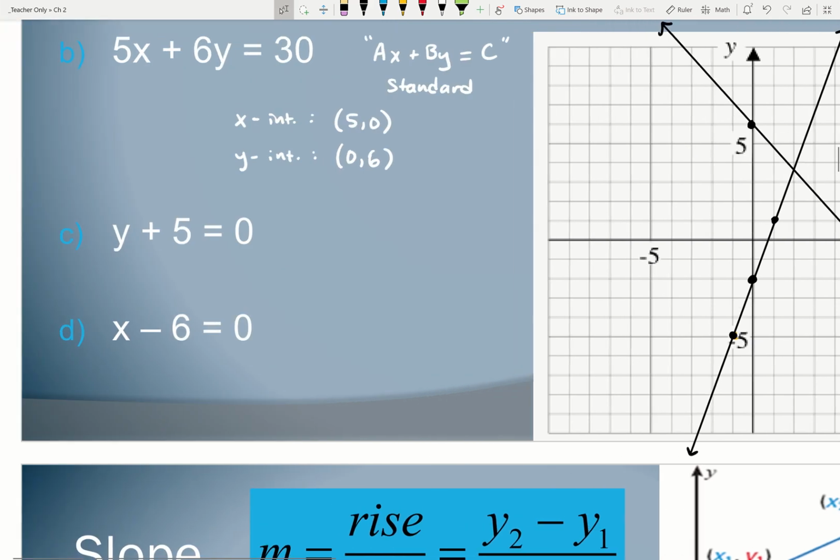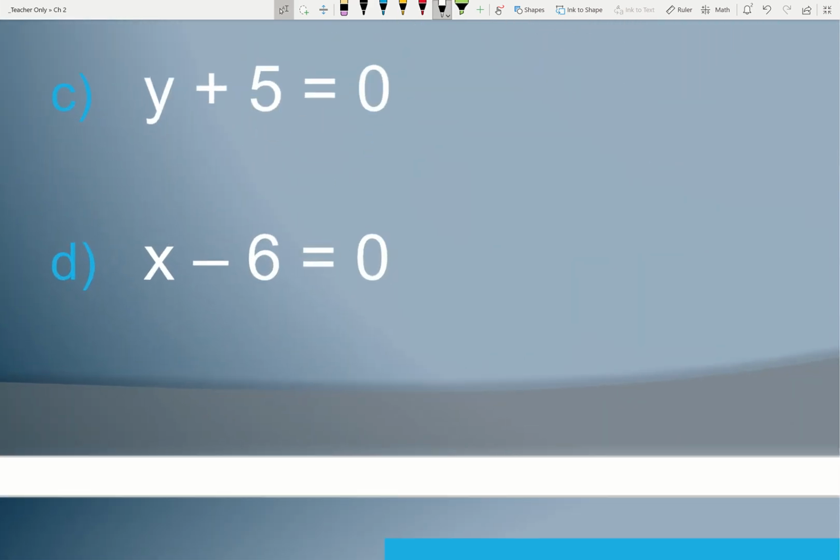Very quick. All right. These next couple ones here, you may need to remember a few things from a previous algebra course. So the first thing I'll do here on both of these equations is I'll just go ahead and isolate the variable. So in part C, I'll subtract 5 from both sides. On part D, I'll add 6 to both sides. And what these turn out to be are some familiar equations of lines from previous algebra classes. So part C, I get y is equal to negative 5, and part D, I get x is equal to 6.